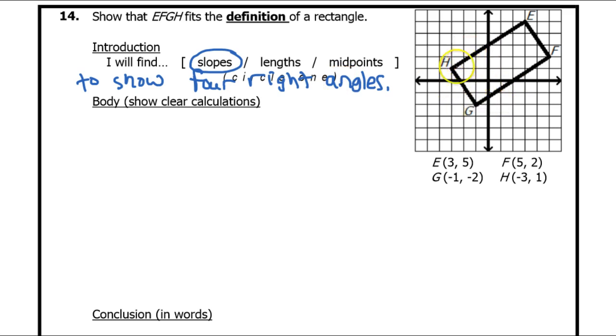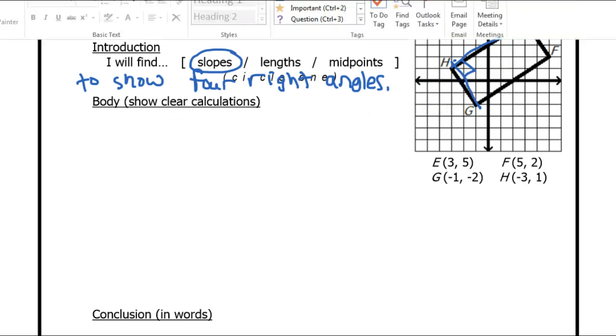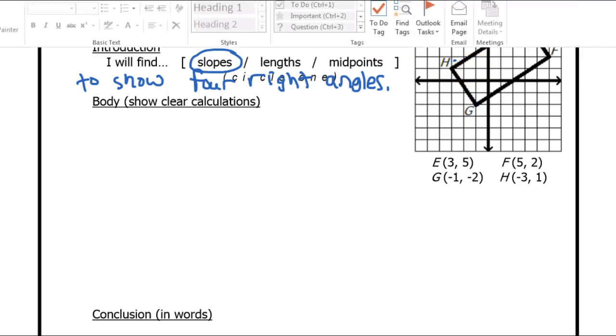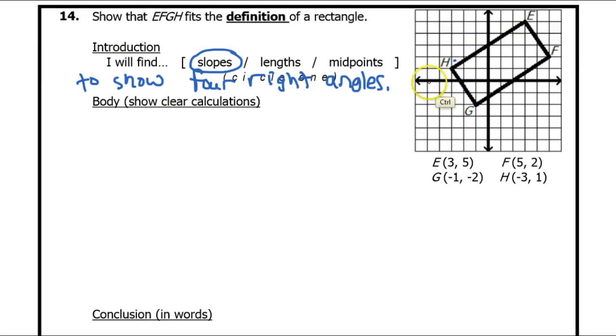Now, the way I will show 4 right angles, by the way, is if we have right angles, that means we're talking about perpendicular lines. So I need to show that these sides are perpendicular, because that means 90 degrees. That means right angle. So how do I know if segments are perpendicular? Their slopes should be opposite and reciprocal. So that's why I'm finding these slopes. So let's go in order. So let's start with EF.